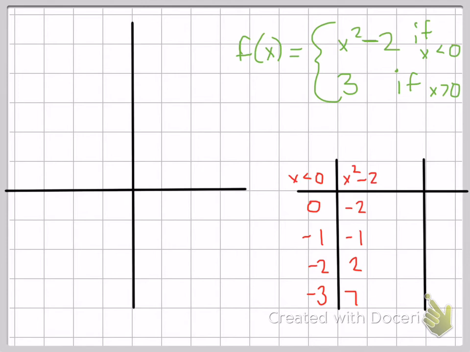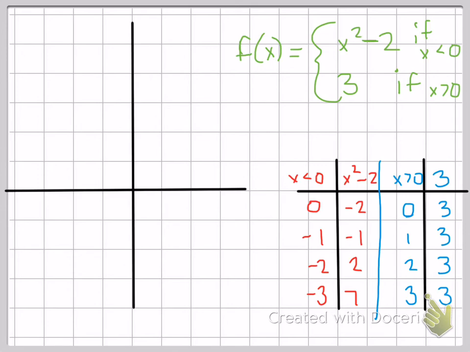So our second piece is only our values that are greater than 0, and this piece is constant with a y value of 3. So again, I have this placeholder of 0, and this t-chart only allows values that are greater. Because this function has no x in it, my output is a constant value of 3.